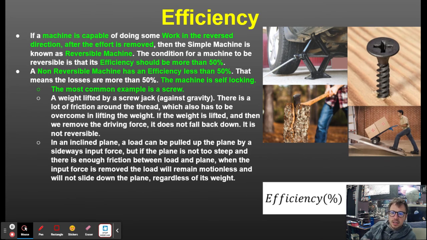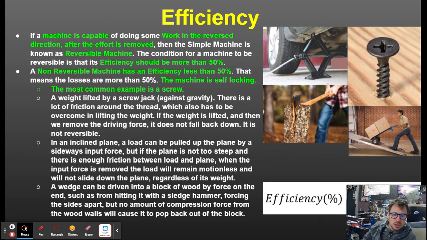An inclined plane can also be like that. If you let it go and it doesn't come back, the friction can be such that the efficiency is less than 50%. That might be something that somebody wants. A wedge driven into a block of wood, like an axe, is not going to reverse itself if you remove the effort. So these are all examples of machines with an efficiency less than 50% that could be designed, especially for a screw or a car jack.